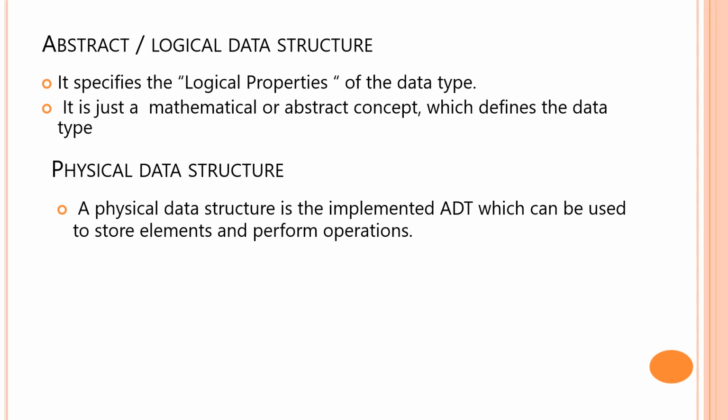First type, abstract or logical data structure. The abstract data structure is called the logical data structure because it simply specifies the logical properties of the data type. Hence, it is just a mathematical or abstract concept which defines the data type. Second is physical data structure. A physical data structure is the implemented ADT which can be used to store elements and perform various operations.